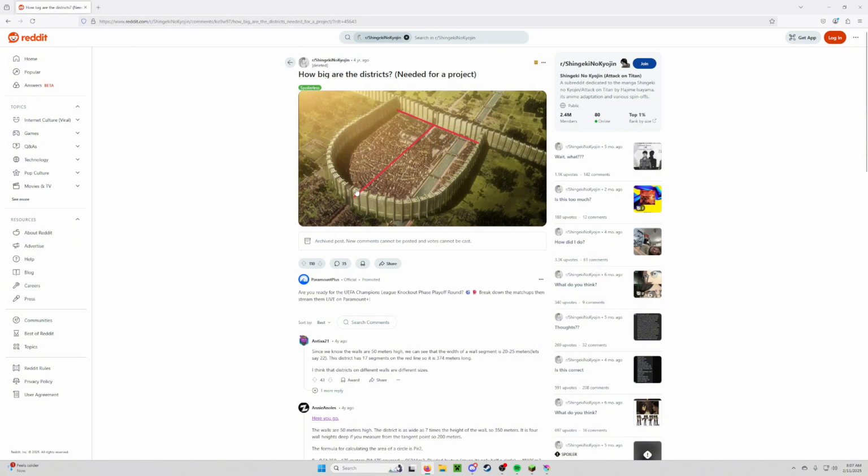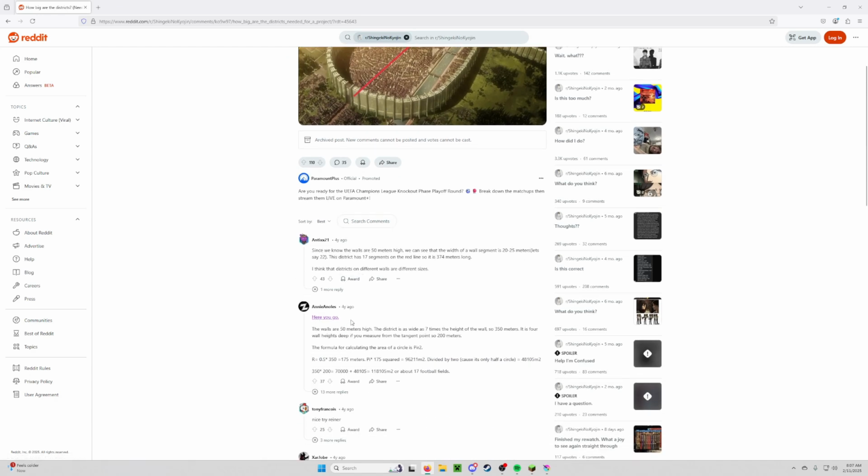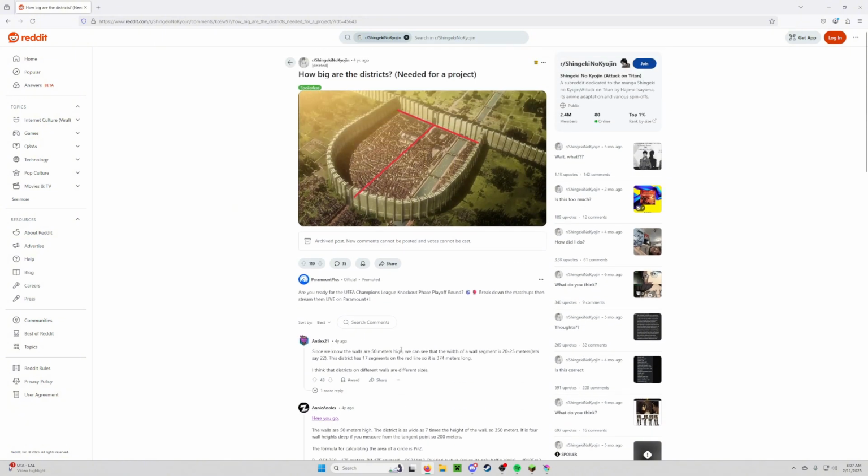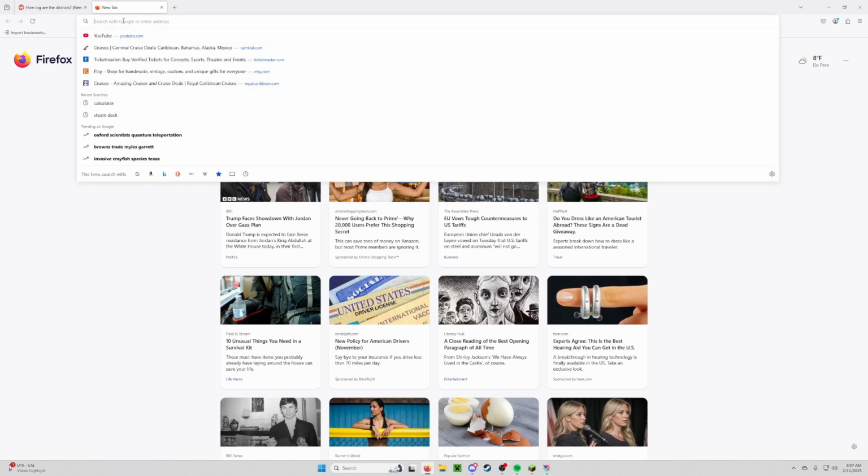This is just kind of figuring it out. The district is as wide as 7 times the height of the wall, so 350 meters. It is 4 wall heights deep if you measure the tangent point, so 200 meters. So this is all the math. Typically, there'll be something that you can find. So we're going to be switching between this.